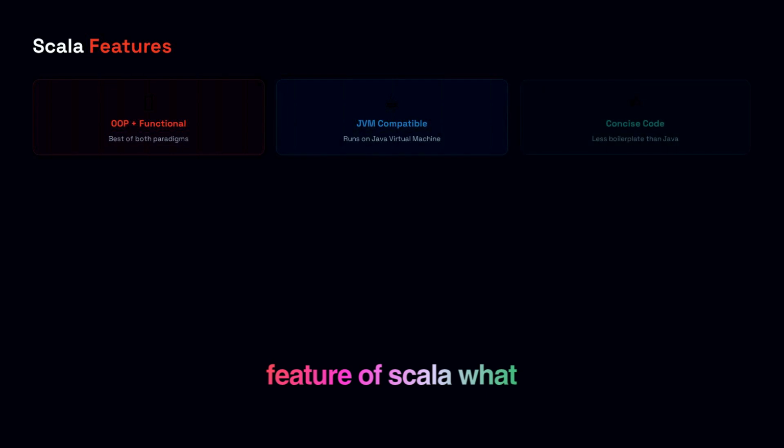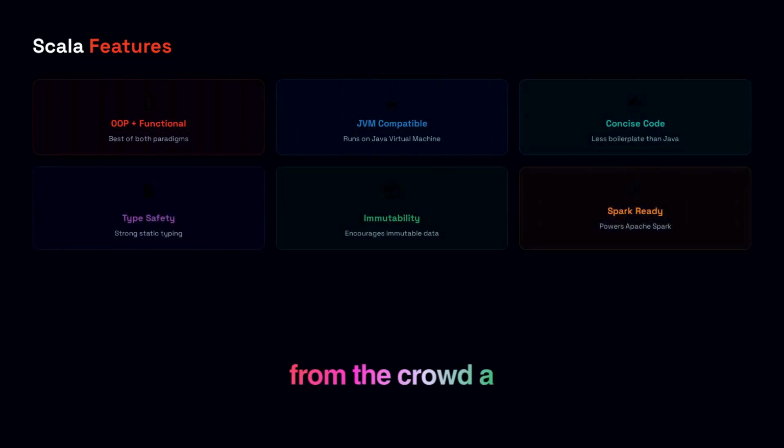Key features of Scala: what makes Scala stand out from the crowd? A few things. Scala is concise and expressive. You can accomplish in a few lines what might take dozens in other languages, without sacrificing clarity. It comes with strong type safety, catching errors at compile time rather than at runtime. Higher-order functions make your programs more predictable, more reliable, and significantly easier to reason about. They are not just nice to have in large-scale data engineering, they are essential.